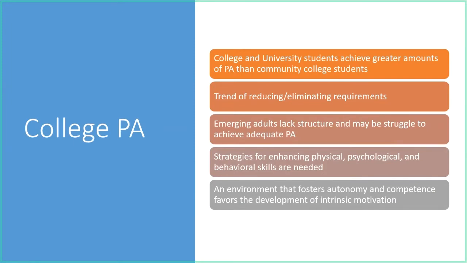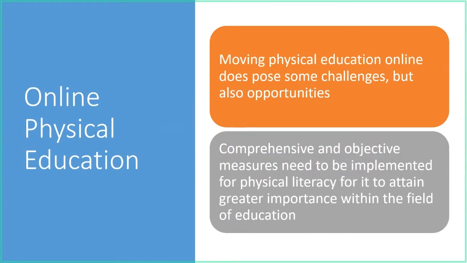An environment that can help to foster autonomy and competence is going to favor the development of intrinsic motivation, which is really what we want students to be able to do. We want everybody to be able to do something because they want to. They're doing it for themselves, and that's very important. And online physical education could be a solution to help meet some of these needs.